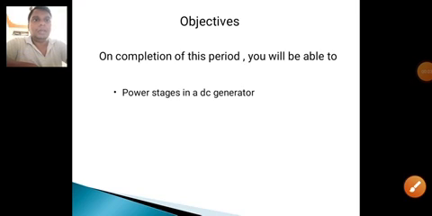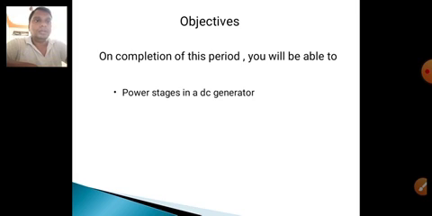Everyone, in this class we are discussing power stages in a DC generator: what the power stages are and how power is transferred from one section to another. A generator converts mechanical energy to electrical energy. So in this transformation, what are the stages available?